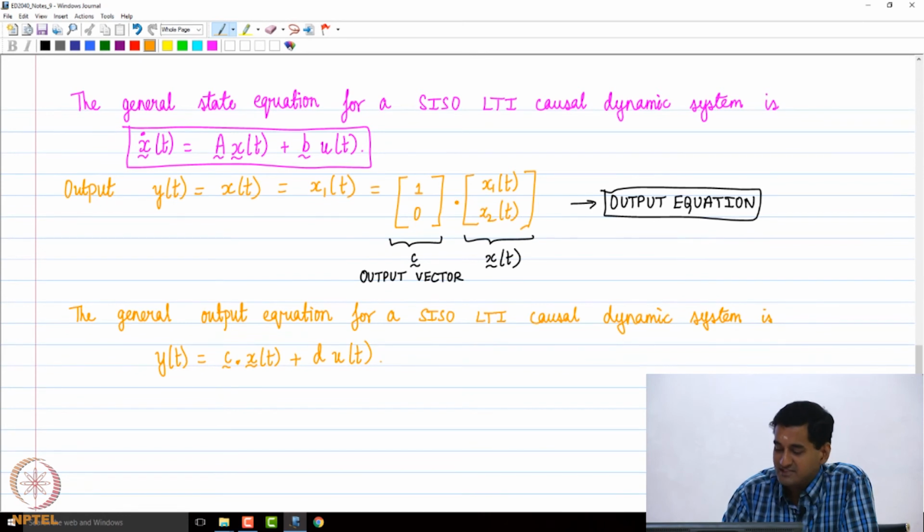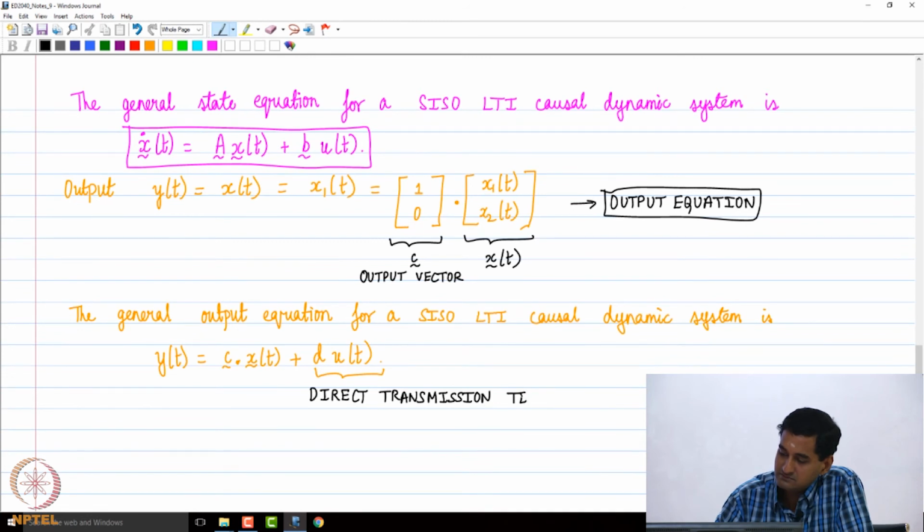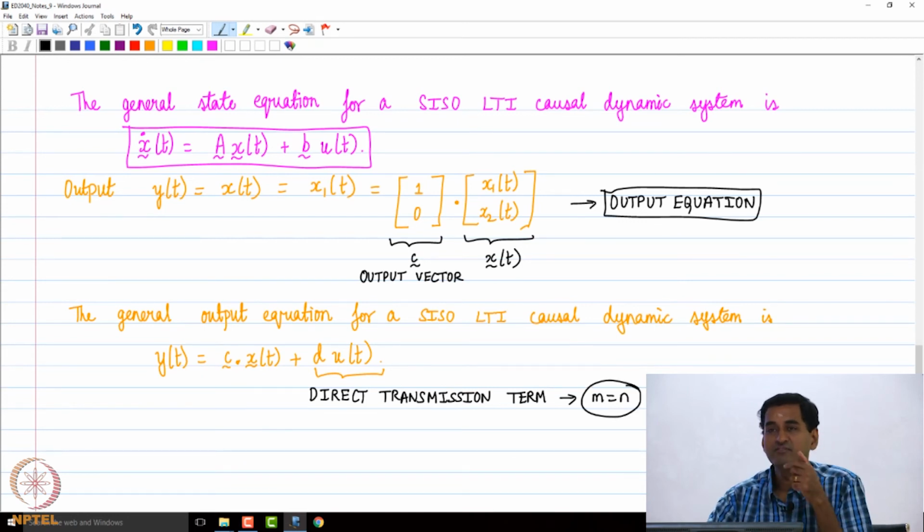What is this d u term? C dot x of t we have already seen, right? C is the output vector, x is the state vector. What is this d u term? D u is what is called a direct transmission term, which comes in the output equation when m is equal to n. Okay, we get this term when m is equal to n.